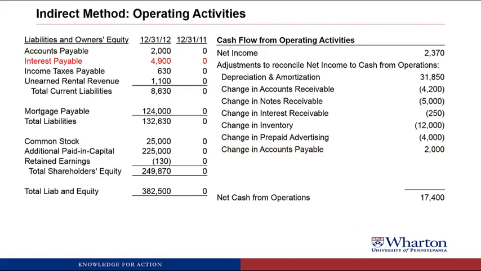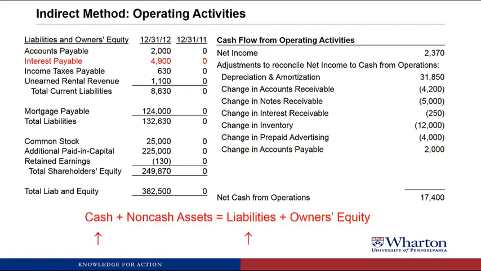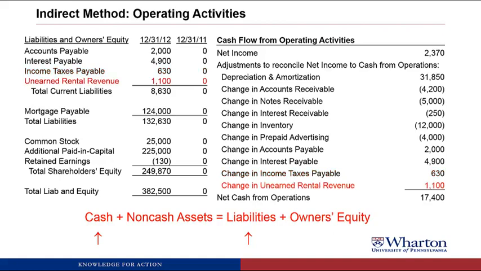Interest payable went from 0 to $4,900. So that's an increase in a liability of $4,900, which we need to add to the cash flow statement to keep the balance sheet equation in balance. Income taxes payable went from 0 to $630. Again, an increase in a liability gets added to the cash flow statement. And unearned revenue went from 0 to $1,100. That's an increase in liability that gets added to the cash flow statement.